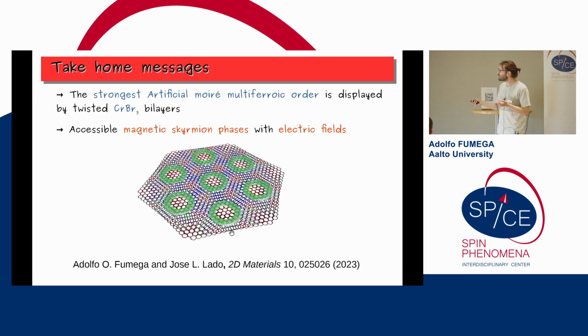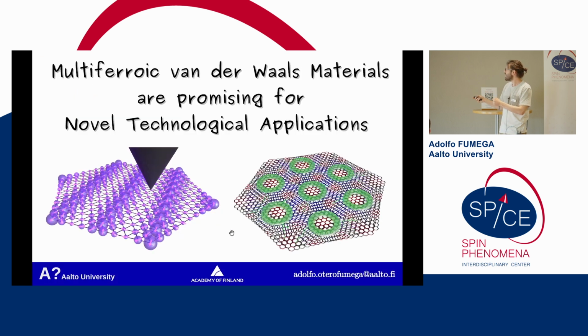So just to sum up, in this last work, we showed that twisted chromium tribromide can artificially generate multiferroicity. And I have also shown you at the very end that we can access these magnetic Skyrmion phases with electric fields, thanks to this multiferroicity that we have implicitly in the system. So yeah, just to sum up, as a final message, I tried to convince you that these multiferroic van der Waals materials are a promising platform to engineer novel technological applications.